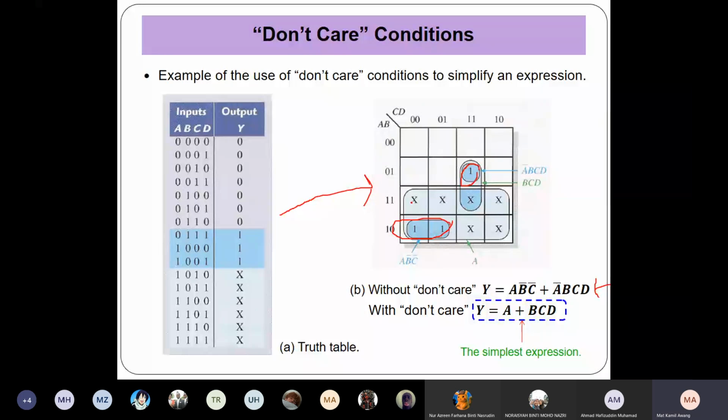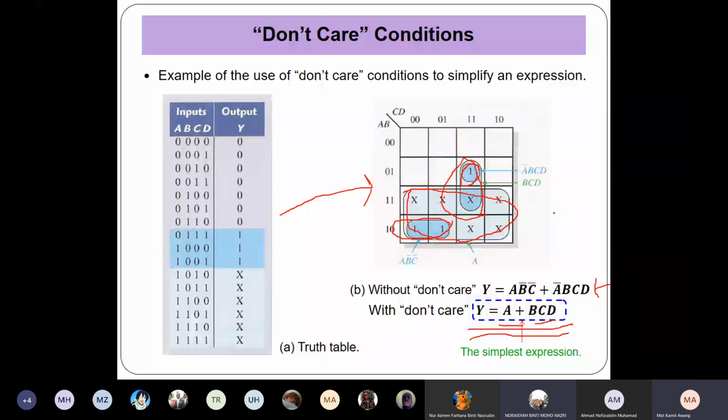If we take into consideration the don't care, you use it in simplifying your expression. This one you can group as this group and this group. You can take this as 2, so you can simplify as A plus B, C, D. So this is actually the simplest expression that you can use. So you utilize the don't care to simplify your expression.